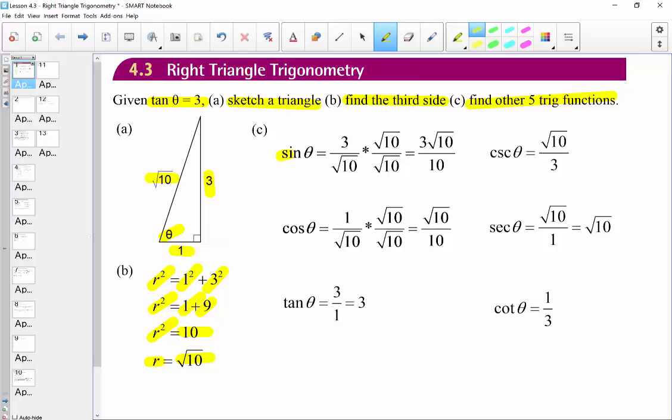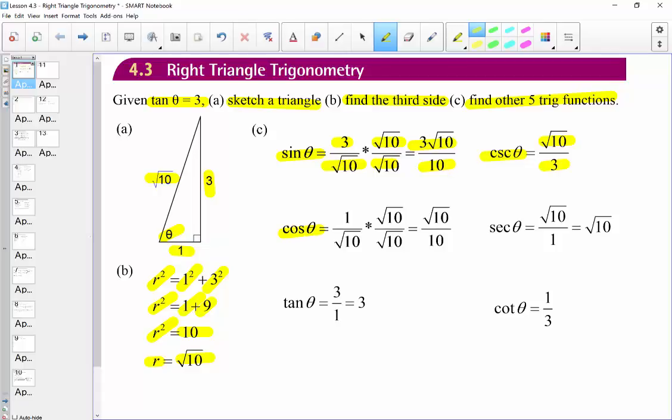We'll start with the sine of theta, which we know is equal to the opposite side, 3, over the hypotenuse, the square root of 10. In order to rationalize the denominator, we're going to multiply the numerator and the denominator by the square root of 10. In doing so, we get 3 times the square root of 10 over 10. The cosecant is the hypotenuse, square root of 10, over the opposite side, 3.